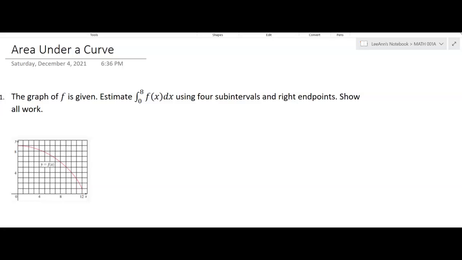Okay, so we want to find the area under this curve that we have a picture of. And it says the graph of f is given. Estimate the integral from 0 to 8 of f of x dx. We're going to use 4 subintervals and right endpoints. Show all work.